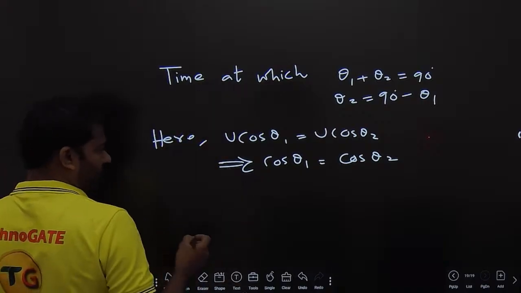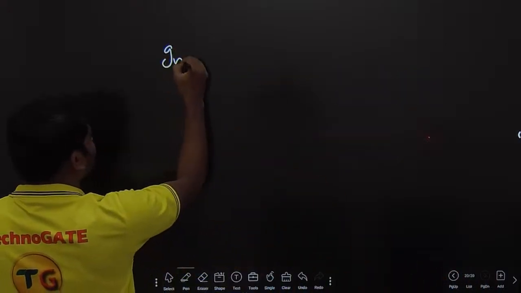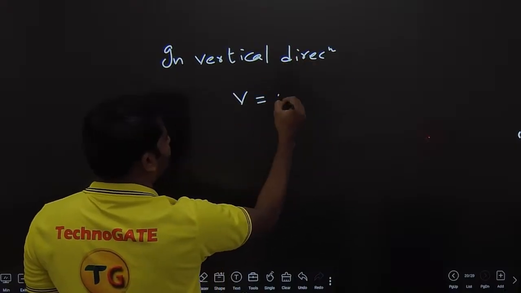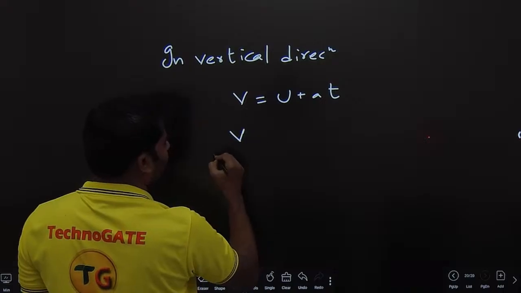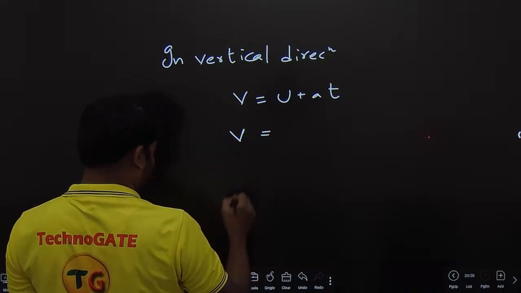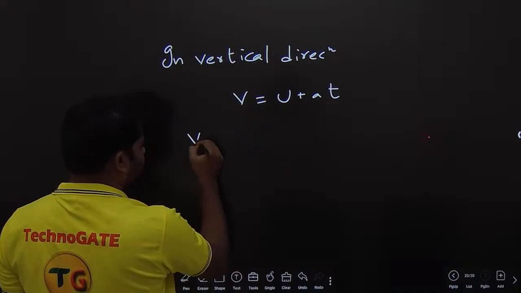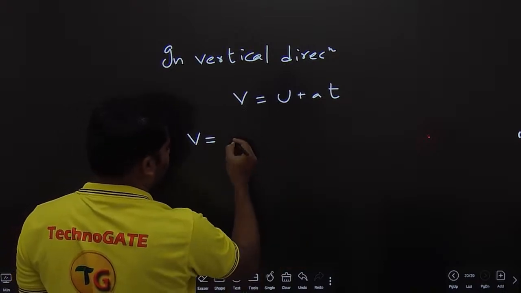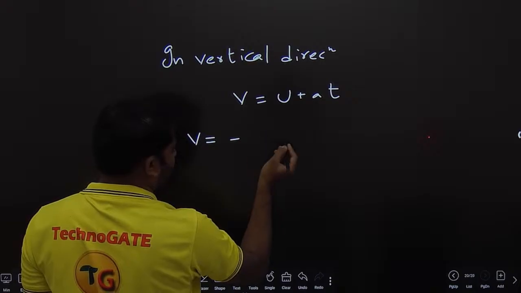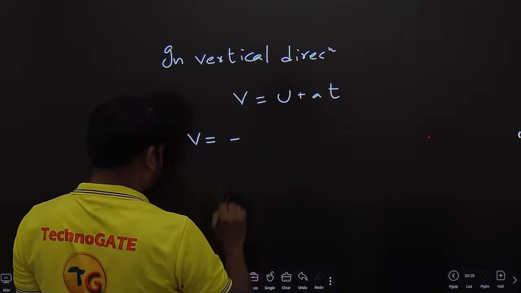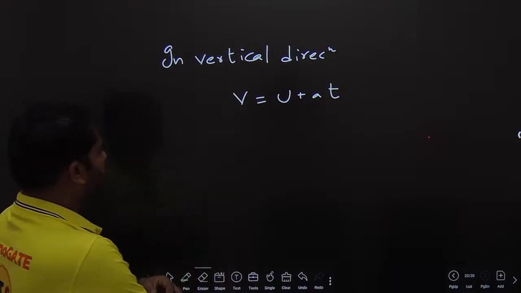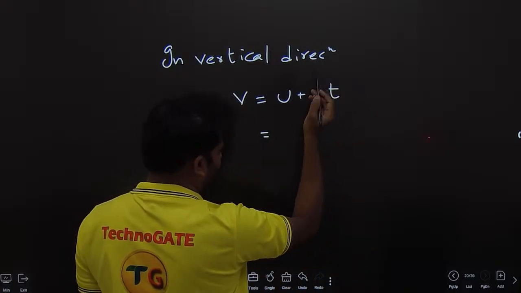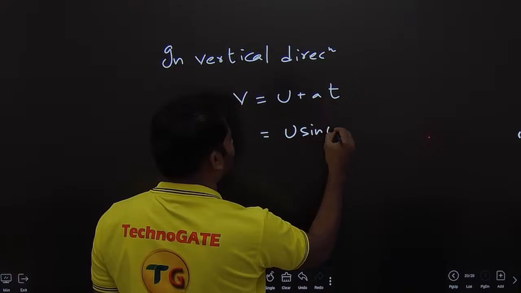So take the vertical direction. In the vertical direction we have v is equal to u plus at. The value of v is going down, so it is minus, magnitude is equal to minus. How do we solve it? v is equal to u plus at, and u is anyway the same value with which we have thrown up, which is u sin theta 1.